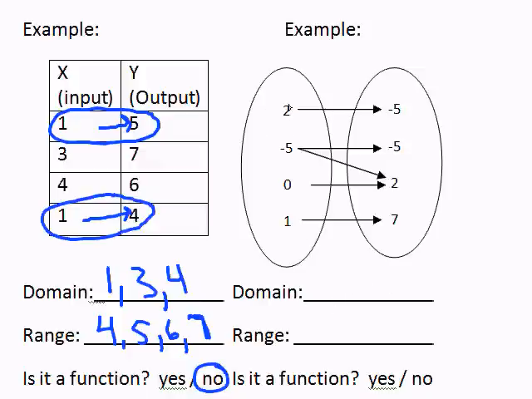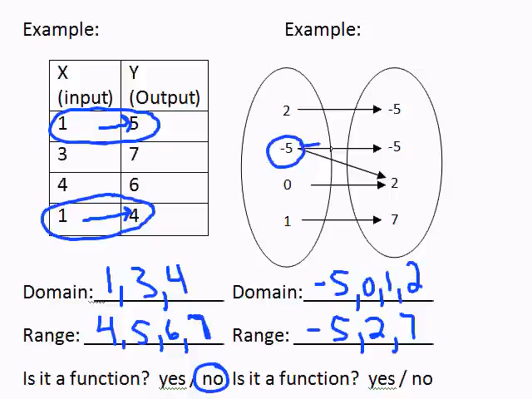Let's take a look at the other example. Let's list the domain: -5, 0, 1, 2. Your range: -5, 2, and 7. Is it a function? 2 goes to just one number. But notice the 5 has arrows going both to the negative 5 and the positive 2. Since we have an input going to two different outputs, it is not a function.